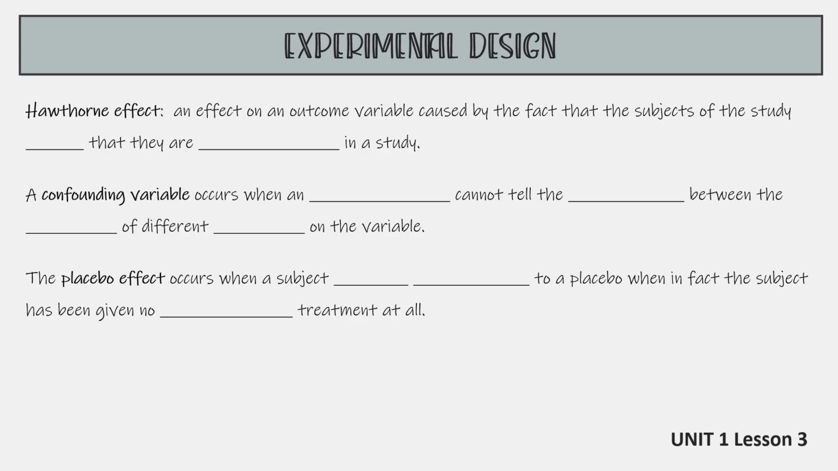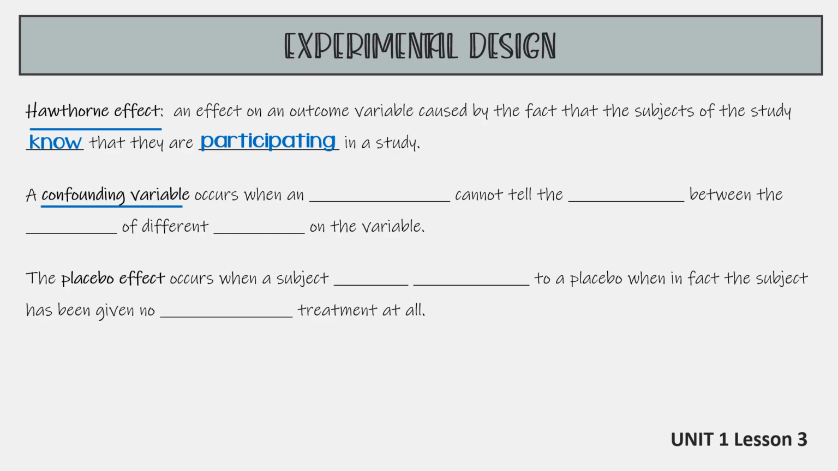Experimental design. Hawthorne effect. An effect on an outcome variable caused by the fact that the subjects in the study know that they are participating in a study. Let's say you are in a study investigating the results you might get from a new diet supplement. The fact that the subjects would know that they're in a study about that may change other things as well, like they might eat better, exercise more, and thus the results aren't necessarily coming from what they were looking at.